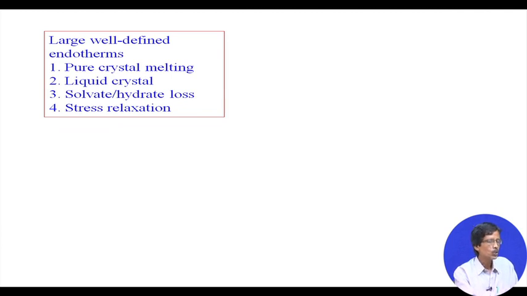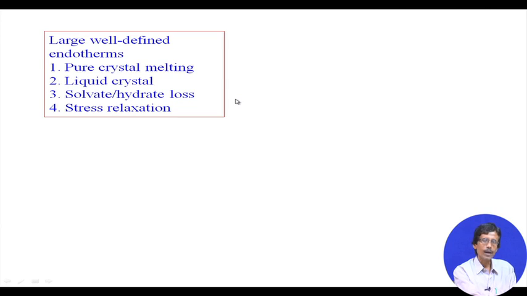So, we can have these two different types of transitions. One is the endotherm and another is the exotherm. Now, we can differentiate these two as large and small ones. Large, well defined endotherms are there for different processes. When we have a pure crystal undergoing the corresponding melting process, pure crystal melting will show a large well defined endotherm.